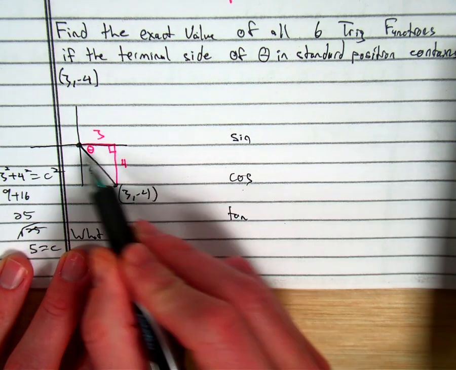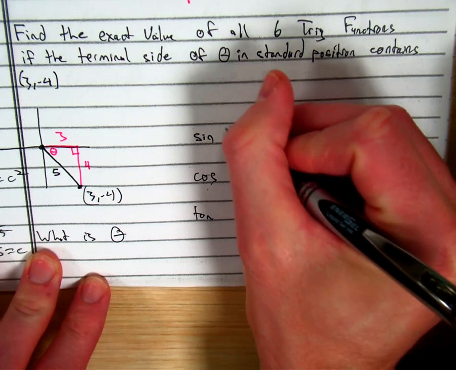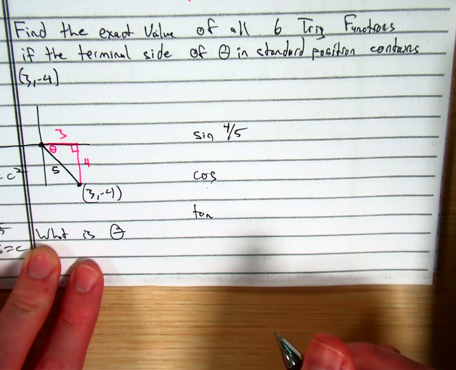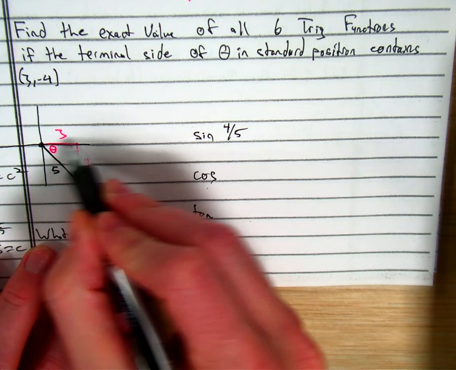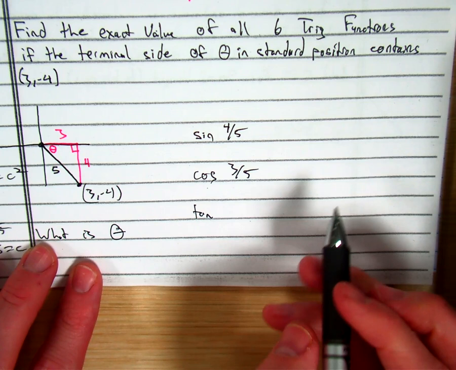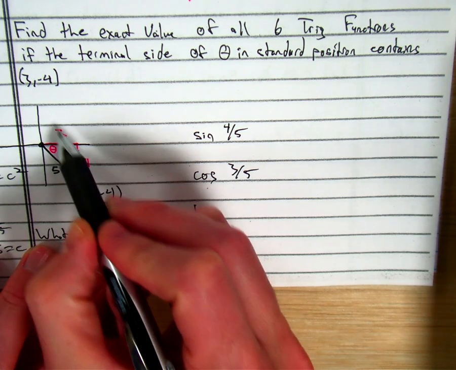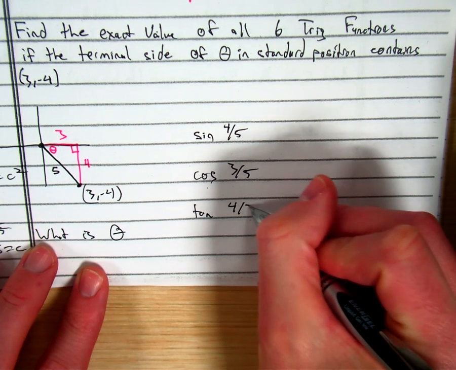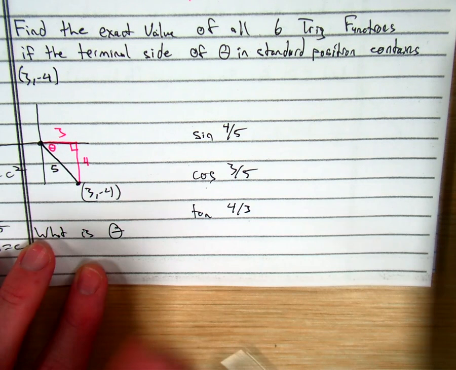Alright, sine is opposite over hypotenuse. That's going to be 4/5. Cosine is adjacent over hypotenuse, 3/5. And tangent is opposite over adjacent, 4/3. Partner functions.